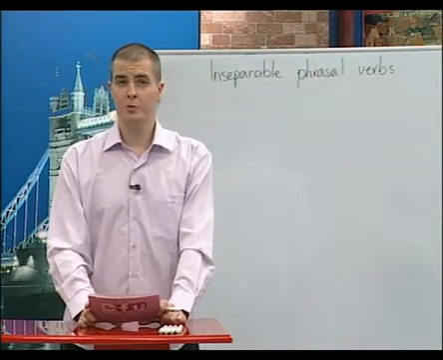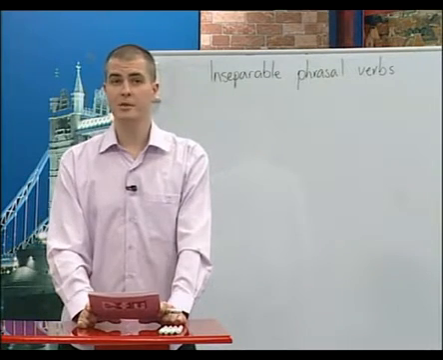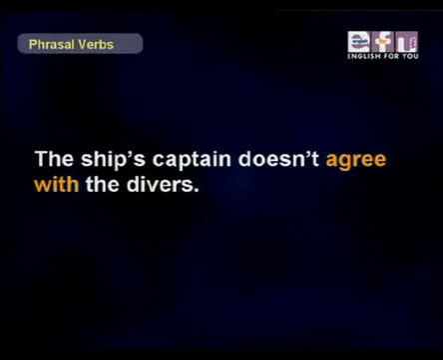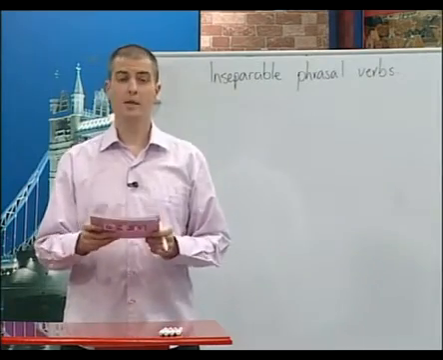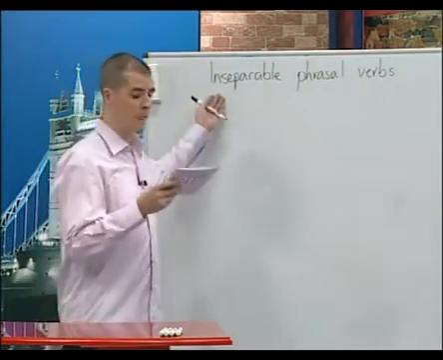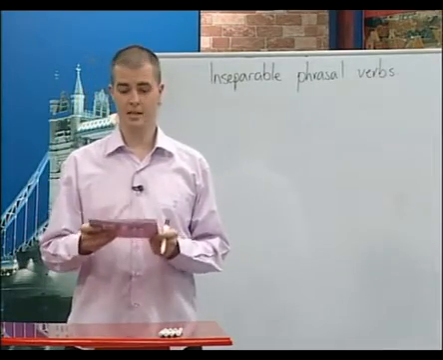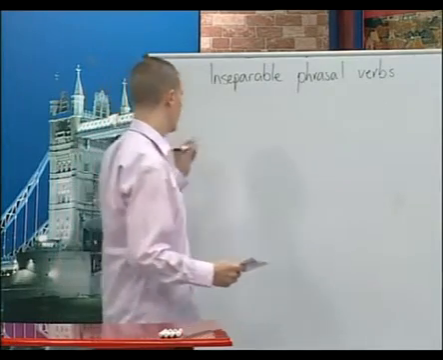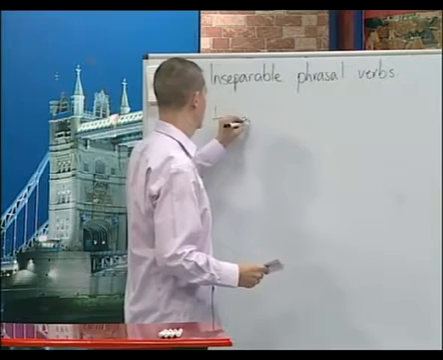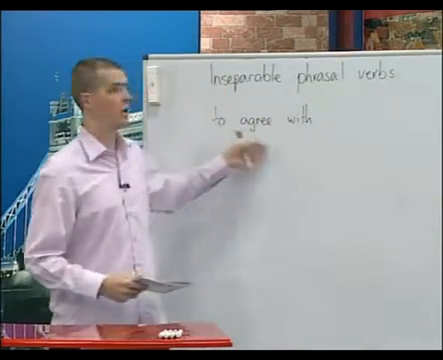Phrasal verbs are special verbs which are followed by a preposition. For example, in sentence 1, the preposition with follows the verb agree. Certain prepositions follow certain verbs. Some phrasal verbs are inseparable, meaning the preposition has only one possible position in the sentence. In most cases, it immediately follows the verb. For example, to agree with. I agree with you.